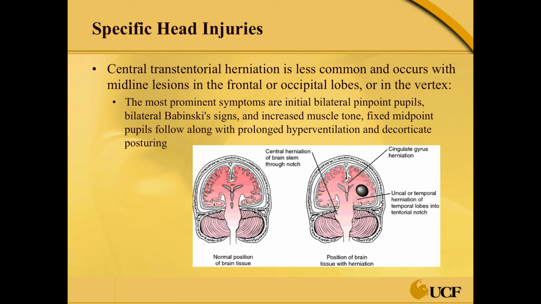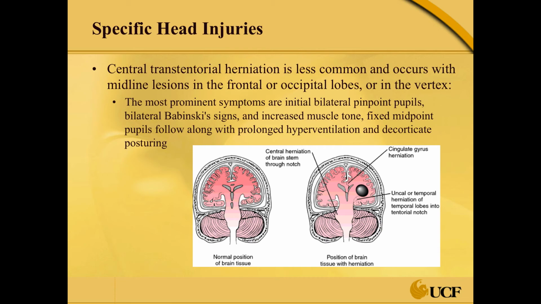Central transtentorial herniation is less common and occurs with midline lesions in the frontal or occipital lobe or in the vertex. Most prominent symptoms are going to be an initial bilateral pinpoint pupil, bilateral Babinski signs, increased muscle tone, fixed midpoint pupils following along with prolonged hyperventilation and decorticate posturing.